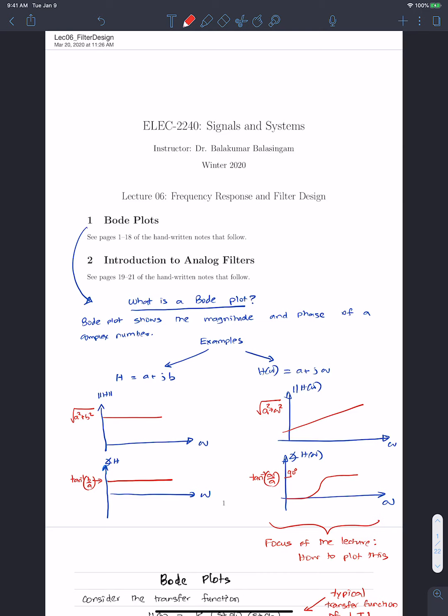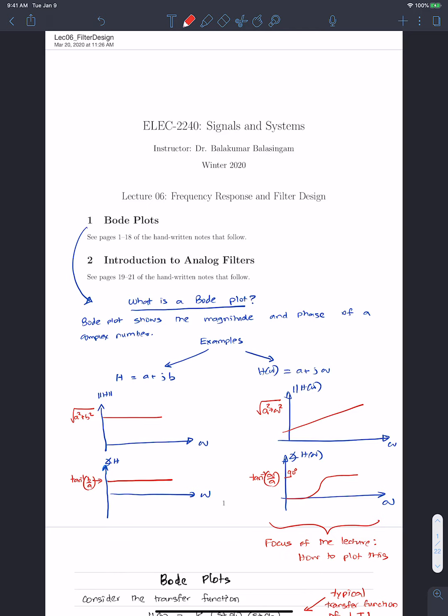Hello, this is lecture 6, frequency response and filter design. This lecture has two big components. One is Bode plots and the other one is analog filters. In this video, I'm going to talk about basics of Bode plots. There will be a couple of other videos where I will do some examples.